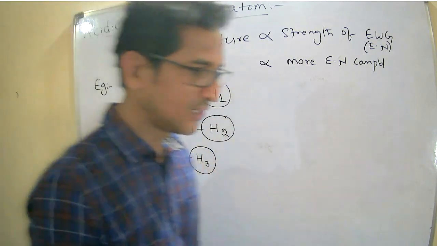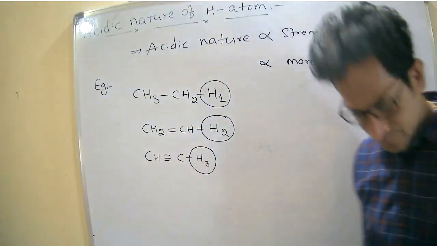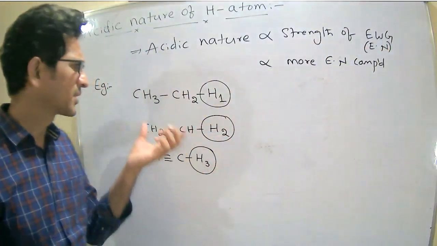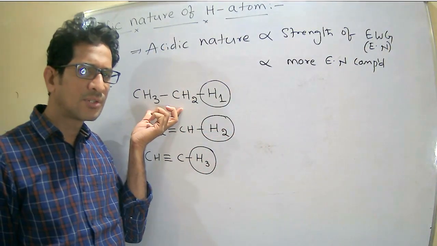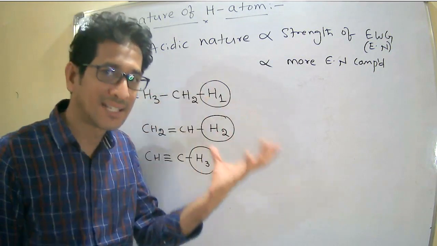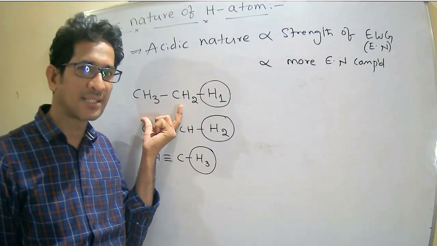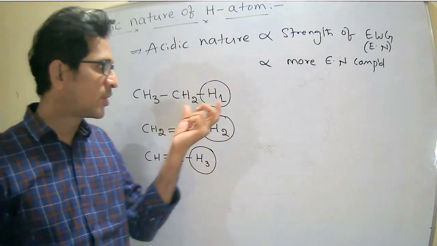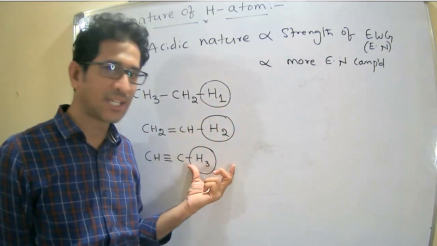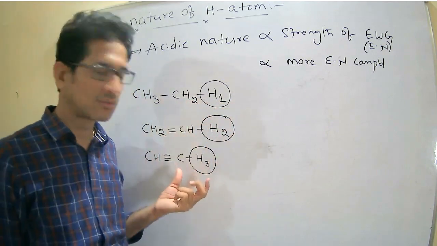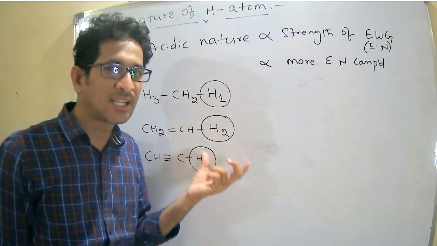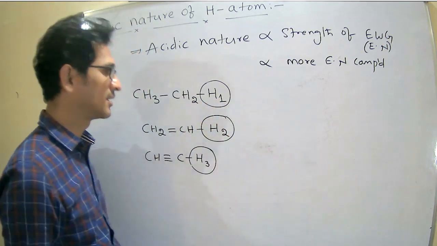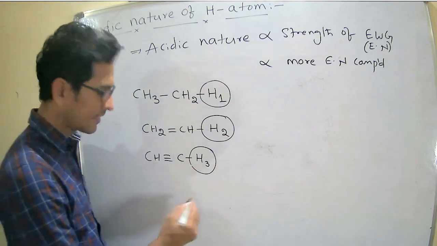Right. For example, here a question is given. So what is the question in the examination point of view? Arrange the following compounds in the increasing order of their acidic nature, especially the marked hydrogens. Or they may ask like among the H1, H2, and H3 of compounds 1, 2 and 3, which hydrogen is more acidic in nature? Arrange the acidic natures of hydrogens in the increasing order.